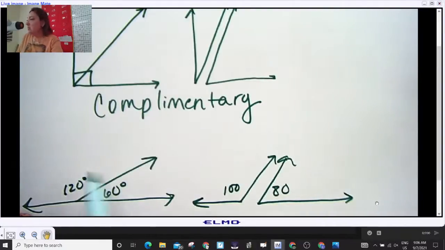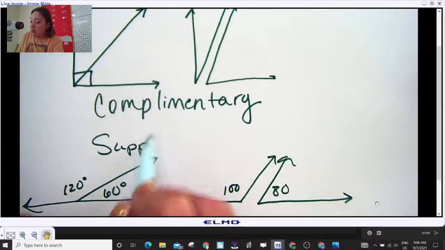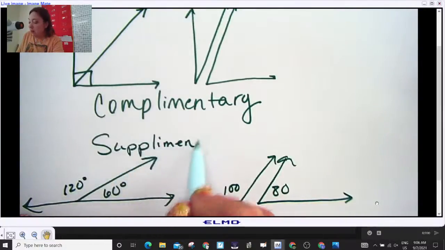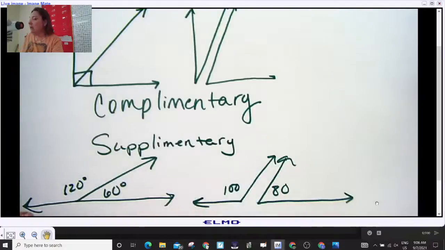So what are these guys called? They're called supplementary. Some people say supplementary. Some people say supplementary. I will say supplementary because that's the way I learned it. They're both right. It's not that one's right, one's wrong. Okay, so however you say it is fine. Supplementary. Now, how can you remember it?